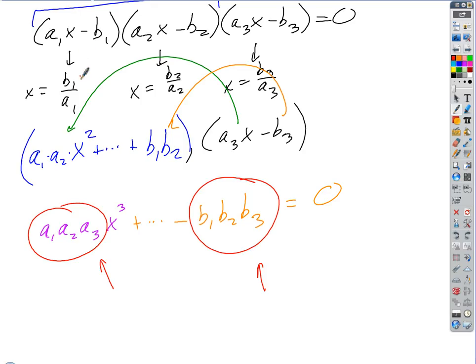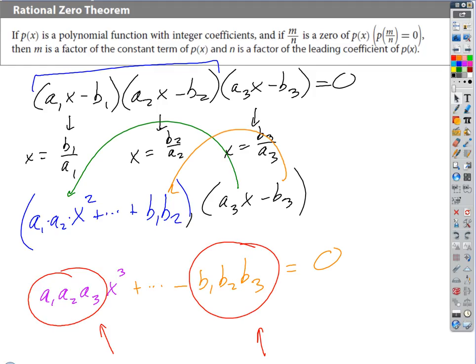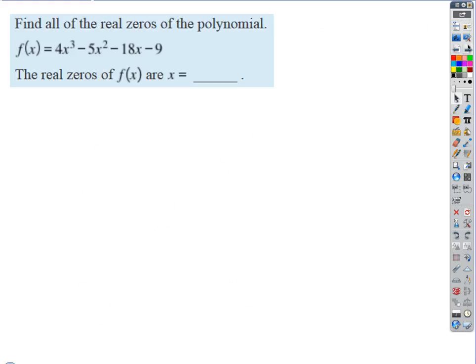The numerator has to be a factor of the constant, and the denominator has to be a factor of the leading coefficient because of the way this multiplied out, right? So then let's put that into practice. When you put it into practice, I think it gets a lot less mysterious. So let's take a problem like this.